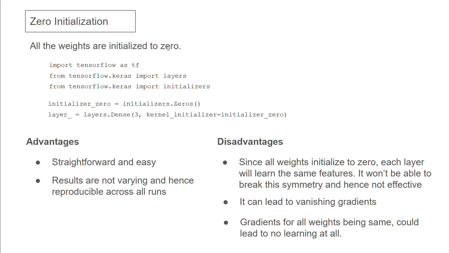The layers on the top and the layers on the bottom may not have differences, so there's a symmetry. It can lead to vanishing gradient, and gradients for all being the same could lead to no learning at all. So these are the advantages and disadvantages.